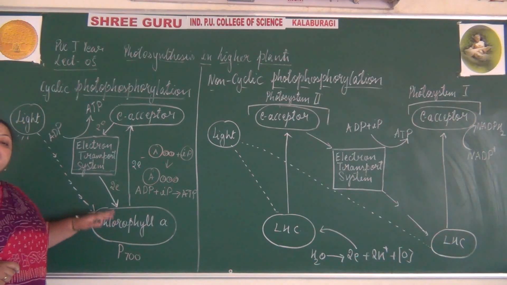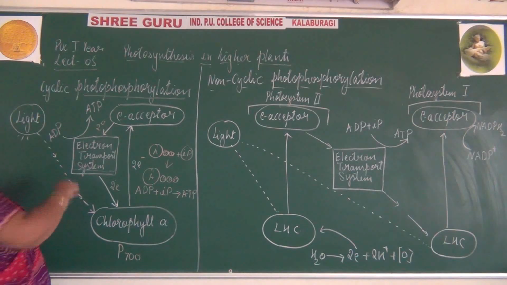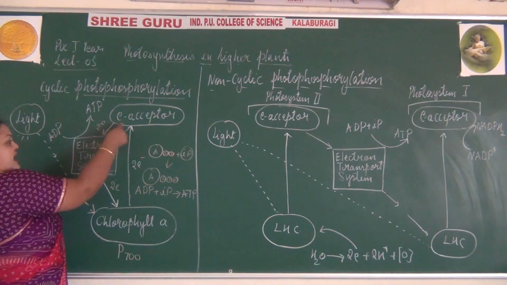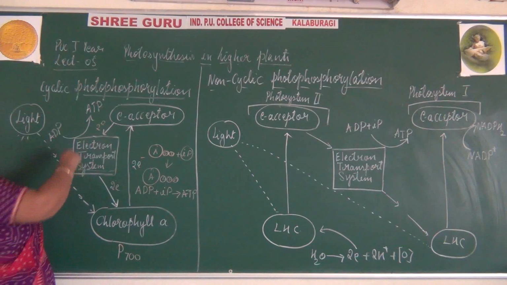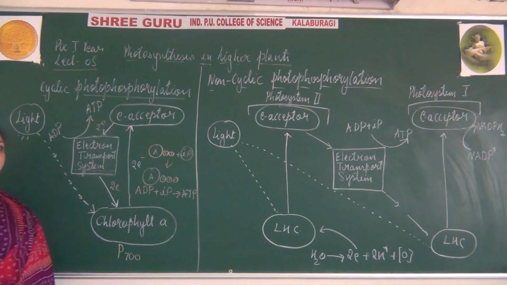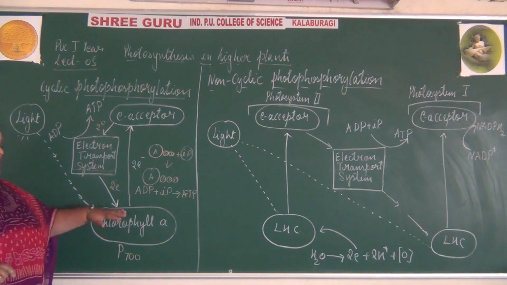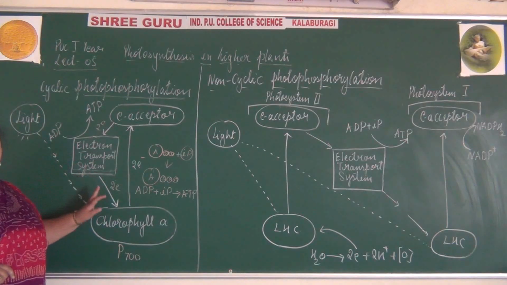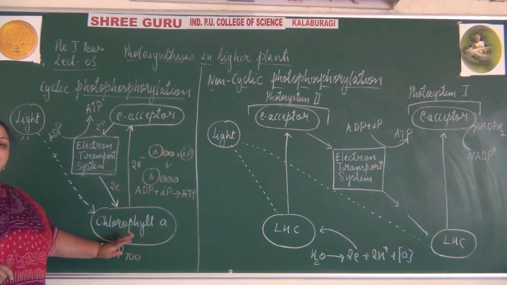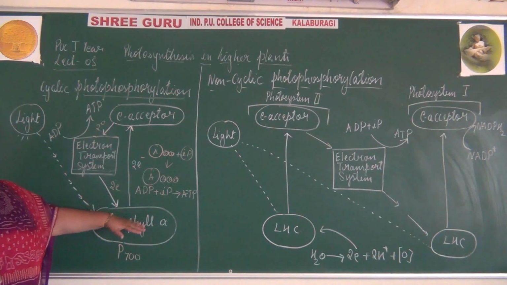As there is movement of electrons in a cyclic manner, the electrons reach back to the photosystem. So this reaction is called cyclic photophosphorylation. So I do repeat, what is cyclic? Why is it called cyclic? Because the electrons that are released by the photosystem pass through various molecules or components and reach back to the photosystem. So there is cyclic movement of the electrons.